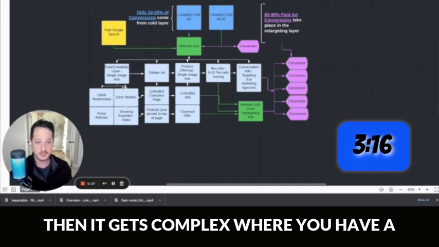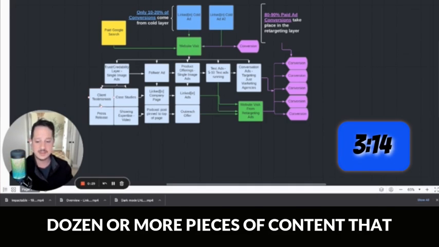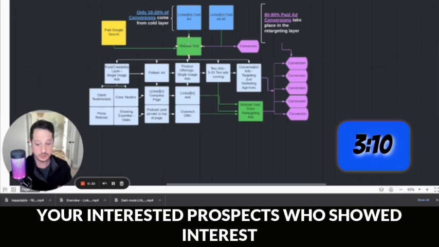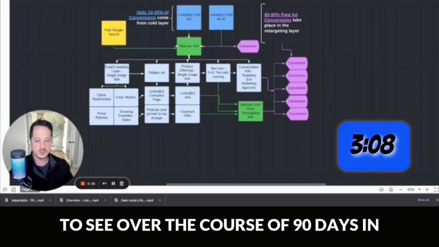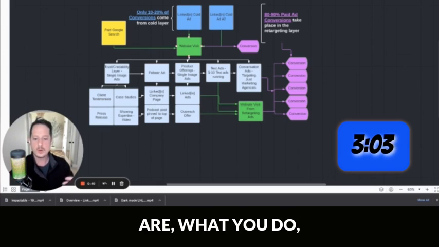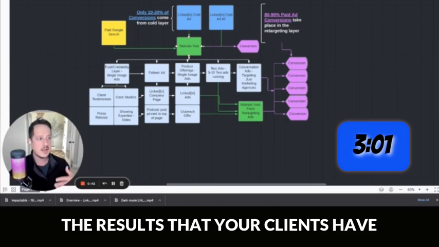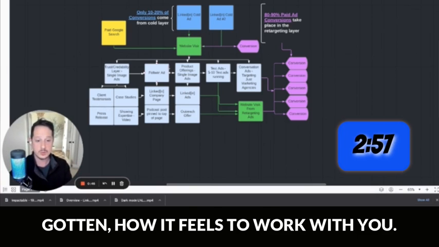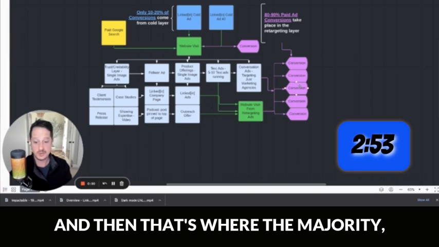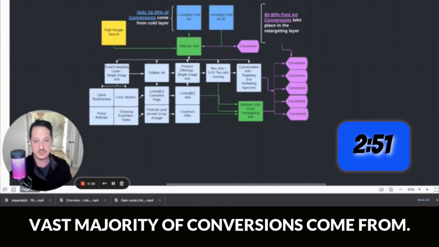And then it gets complex where you have a dozen or more pieces of content that you want your interested prospect who showed interest to see over the course of 90 days in order to tell your story. The goal is to tell them who you are, what you do, how you help others, the results that your clients have gotten, how it feels to work with you. And so you do that through retargeting ads. And then that's where the vast majority of conversions come from.